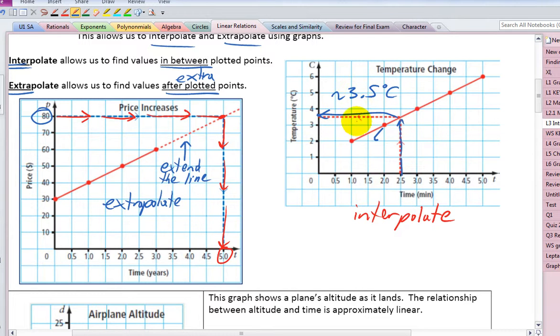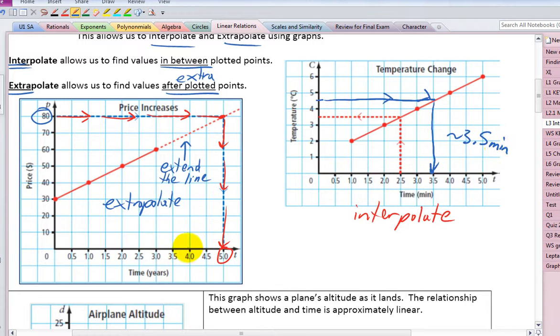So what would you do for 4.5 degrees? You would take your ruler, go at 4.5 degrees, and draw a line over, and then draw a line down. So to reach a temperature of 4.5 degrees would take approximately 3.5 minutes. Okay. So the approximate sign, that's a squiggly S. Okay. Approximately 3.5 minutes. Any questions?